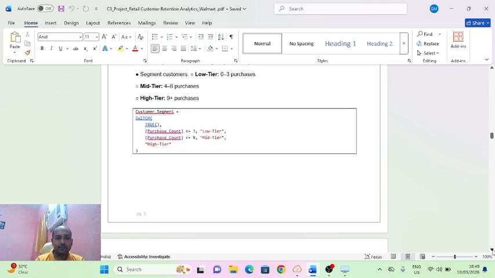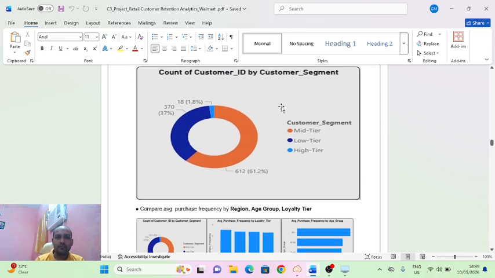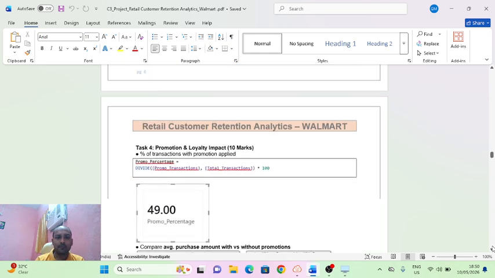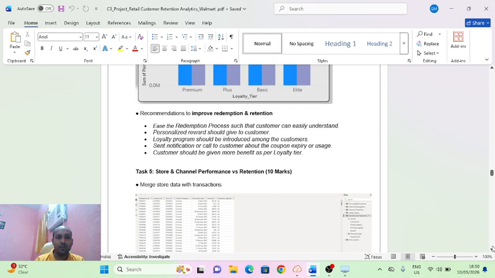After that, I have drawn the donut chart and calculated the percentage of mid tier, low tier, and high tier customer counts. Then I have displayed the points earned by the customers, and then the redemptions done by the customers.